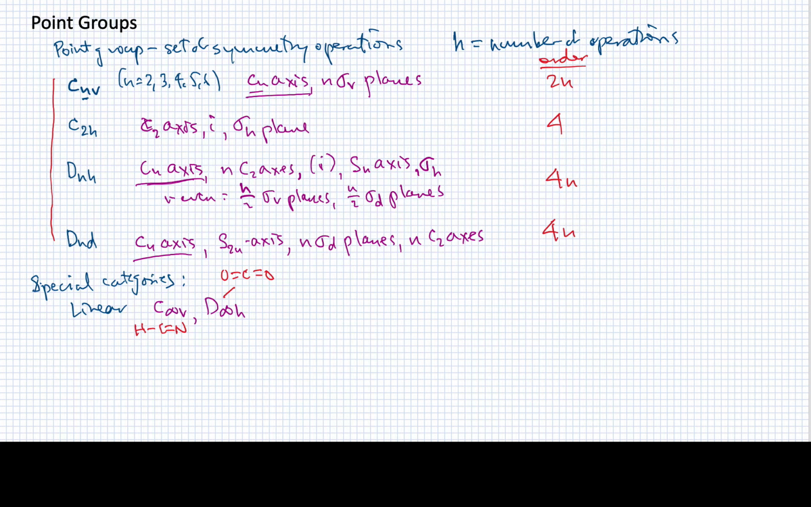So these are molecules that actually have an infinite order because they have an infinite number of planes that can contain the axis along which the molecule lies. All right, infinite number as we rotate around this internuclear axis. So in this case, perhaps the order is not so much something that helps us out a lot.